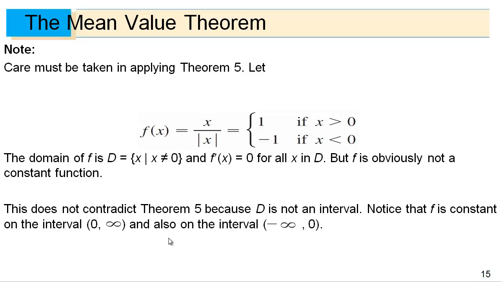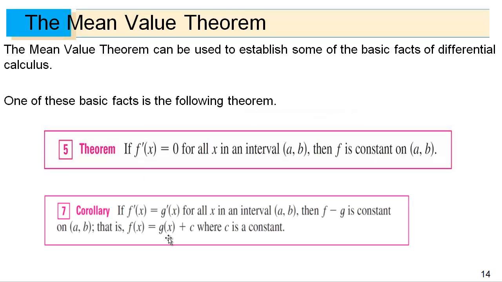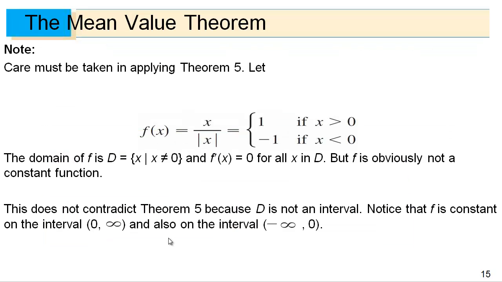Lastly, let's look at an example that highlights that we need to be careful when we're trying to apply Theorem 5. We have this kind of piecewise function, right? x over the absolute value of x. And we can see that it's constant on its two pieces of its domain, but it's not the same on those two pieces. Well, the domain of this function is everything except for 0. It's not defined at 0 because you can't divide by 0. And the derivative equals 0 for all x's in the domain. But the function is obviously not the constant function.